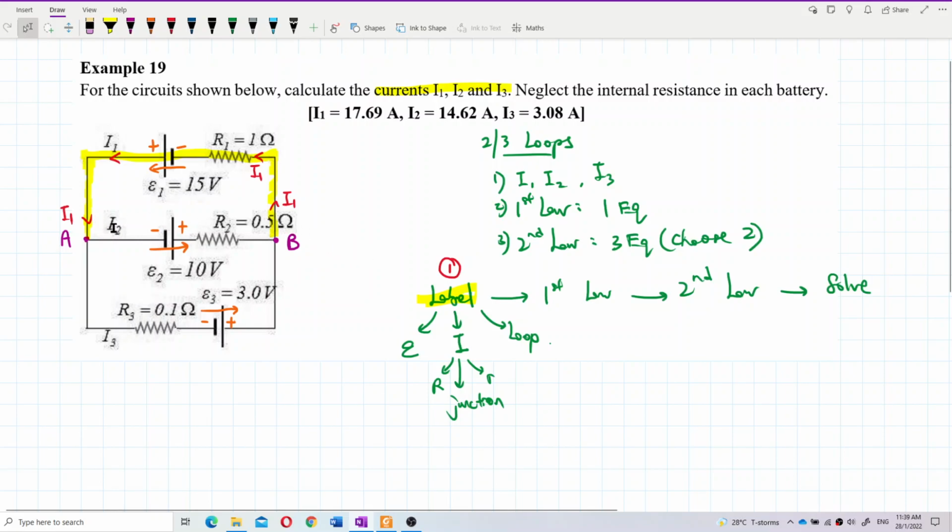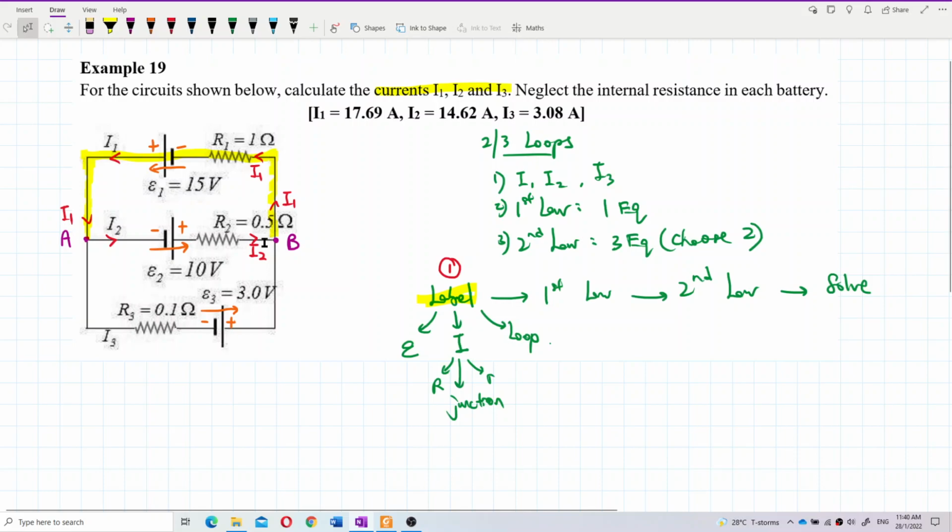Now label the direction of I2. I2 is also from negative to positive. So I2 is going to the right. Label the current at the junction: current I2 comes out from junction A, goes from negative to positive, and then I2 enters junction B. Then this current passes through resistor 2.